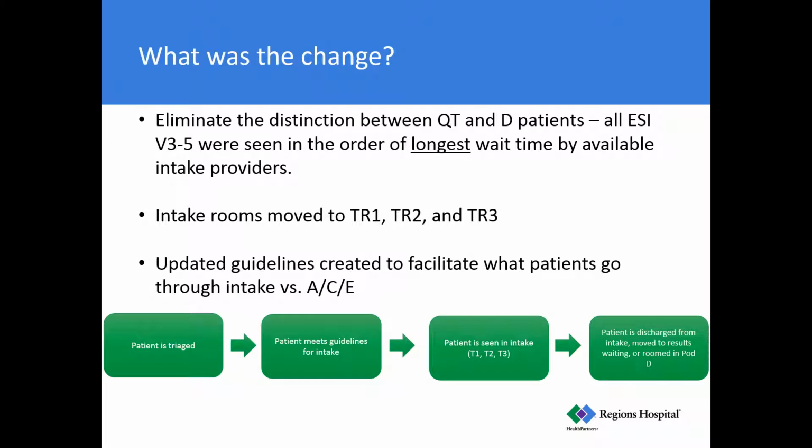So as a reminder, here are the changes we implemented that started on Wednesday, August 1st. The first change was that patients were directed down 2 pathways of care based on their ESI categorization and updated split flow criteria. So patients were designated as D or AC&E, and we eliminated the use of a QuickTrack designation. The second change was that all providers conducted their intake process through the TR1, 2, or 3 intake rooms. And the final larger change was an update to the split flow triage criteria.